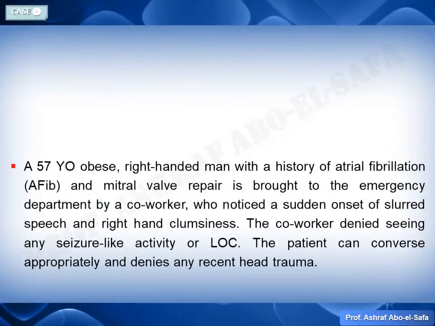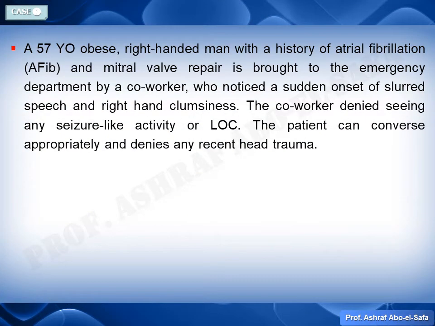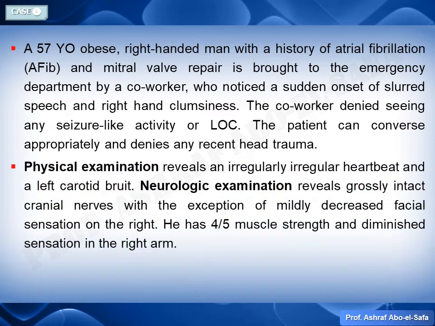Case number 4, the last case: a 57-year-old obese right-handed man with a history of atrial fibrillation, or AFib, and mitral valve repair is brought to the emergency department by a coworker who noticed the sudden onset of slurred speech and right hand clumsiness. The coworker denied seeing any seizure-like activity or loss of consciousness. The patient can converse appropriately and denies any recent head trauma.